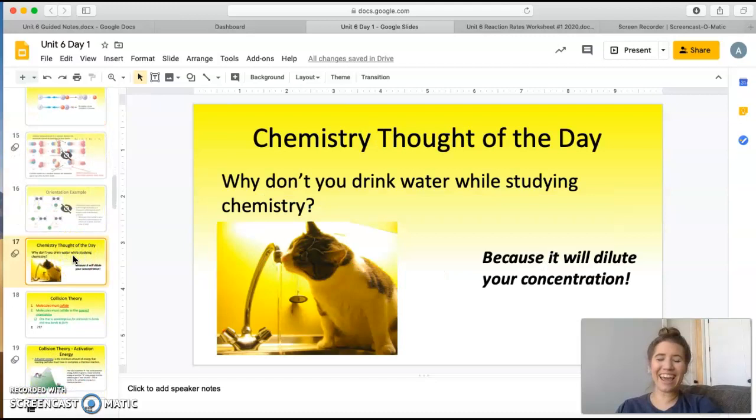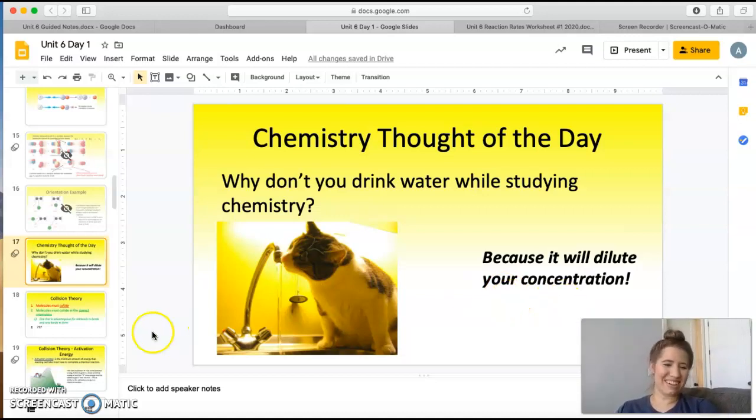Chemistry thought of the day! Have you missed chemistry thought of the day? It's a good one. Don't you love when they involve a cat? Look how cute that little kitty is. Okay, why don't you drink water while studying chemistry? Because you'll dilute your concentration. Because concentration is how much you have, and if you add water, then there's less in that space.